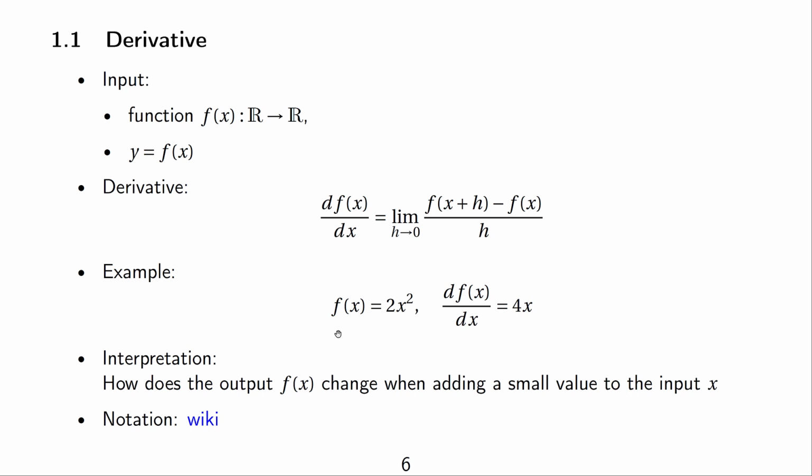Now, this is an example. F of x equals 2x squared, and the derivative would be 4x. Again, the interpretation is, how does the output f of x or y change when adding a small value to the input x? Next, we will look at some of the notation that is used to describe derivatives, but my assumption here is that you know the derivative really, really well already.